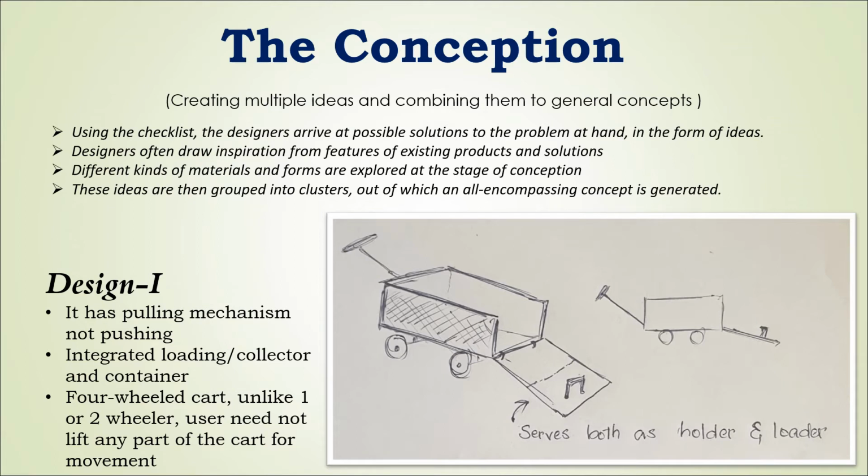Here we describe the various design clusters that we came across. The first one is design 1, as shown in the picture. It has a pulling mechanism, not pushing. Usually pulling is easier than pushing. It also has an integrated loader slash collector and container. It is a four-wheeled cart, and unlike a one or two-wheeler, the user need not lift any part of the cart for movement.